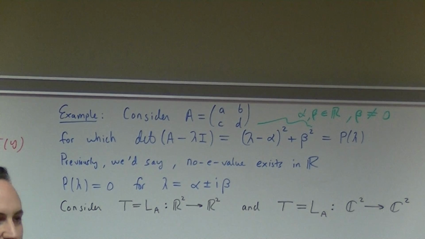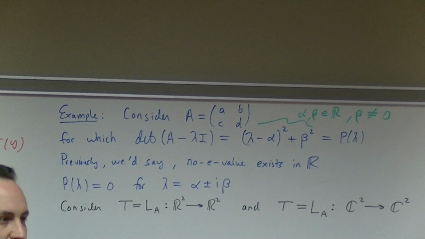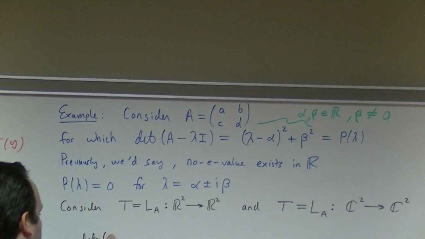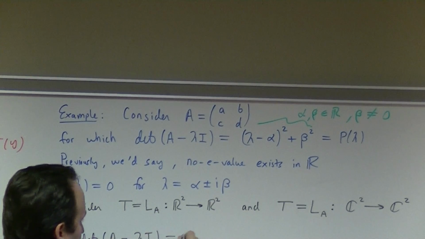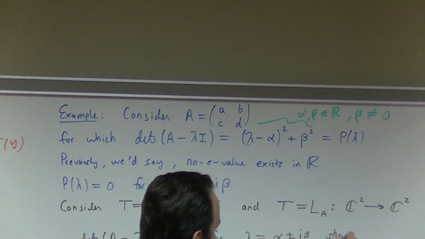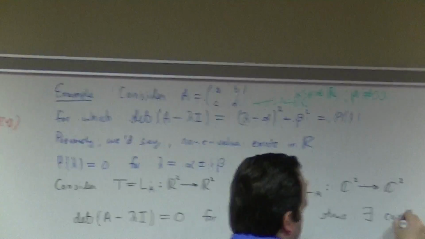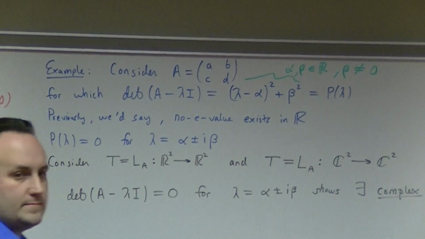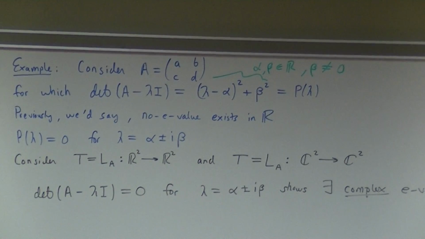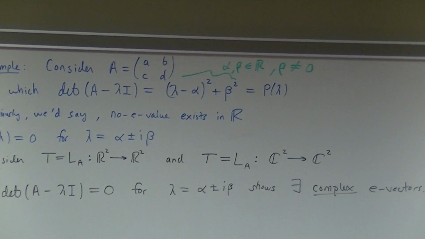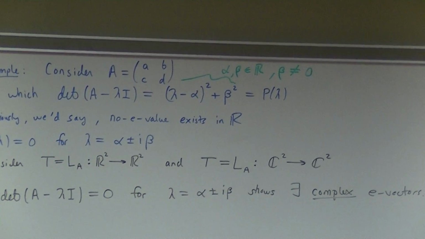Same way we did before, it's just that you allow the eigenvalue to be imaginary, right? You have an imaginary component. So the fact that the determinant of A minus lambda I is equal to 0 for lambda equals alpha plus or minus I beta shows there exist complex eigenvectors, right? In fact, there have to be at least 2 of them. One for the eigenvalue, one for its conjugate. Alpha plus I beta and alpha minus I beta, right?